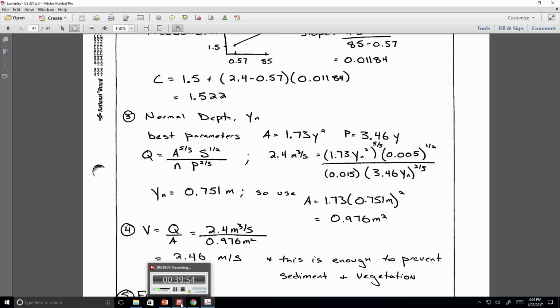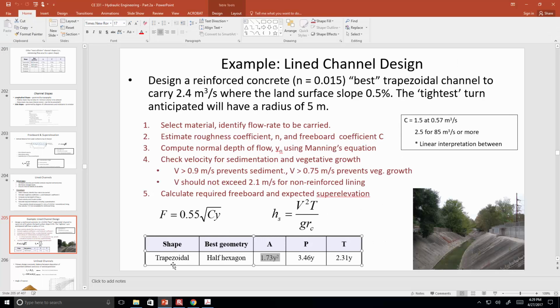And then we check that to the criteria. 2.46, where does that put things? Well, for one thing, if we had a non-reinforced lining, we'd be in trouble because that's a relatively high velocity. So it's a good thing that this is reinforced concrete, because otherwise we'd be exceeding that limit of 2.1.